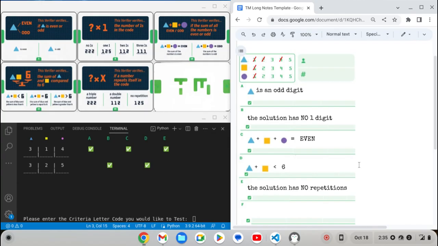Okay, so yeah, if the sum is less than 6, then obviously triangle cannot be a 5, because 5 plus a minimum of 2 is already greater than 6. So that forces triangle to be a 3, and there are no duplicates, so you can't add triangle 3 with 3, 4, or 5. So you're forced to have square be 2. So it can't be 3, 4, or 5.